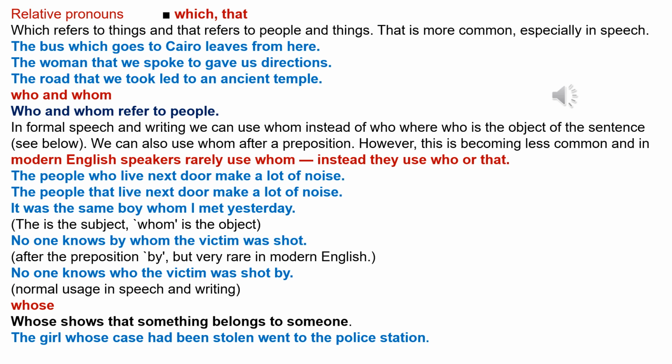Whose. Whose shows that something belongs to someone. The girl whose case had been stolen went to the police station.